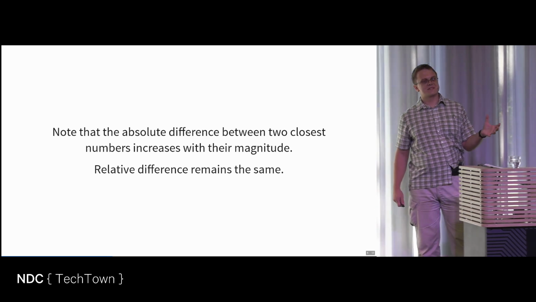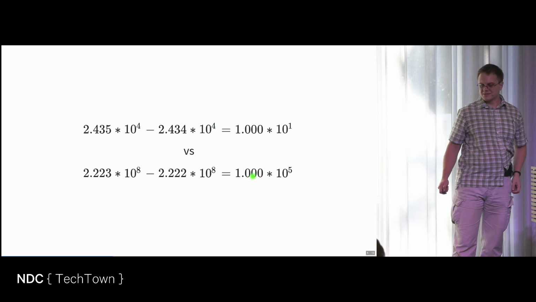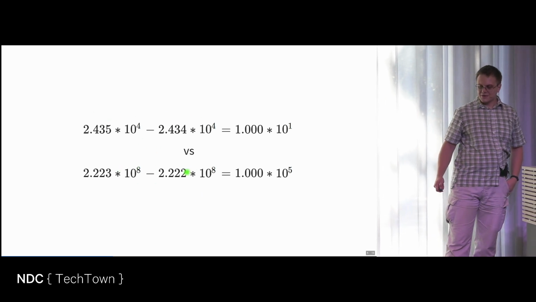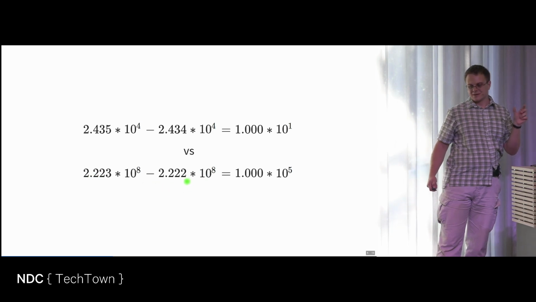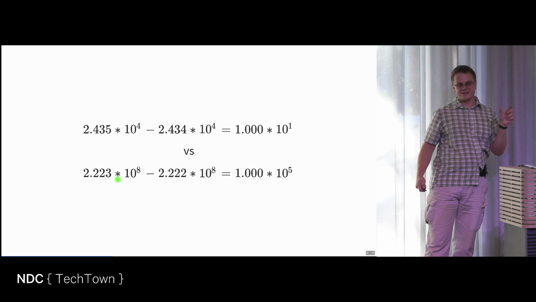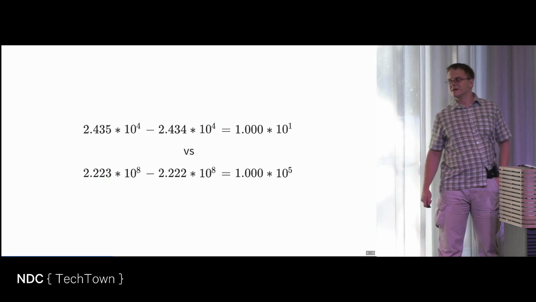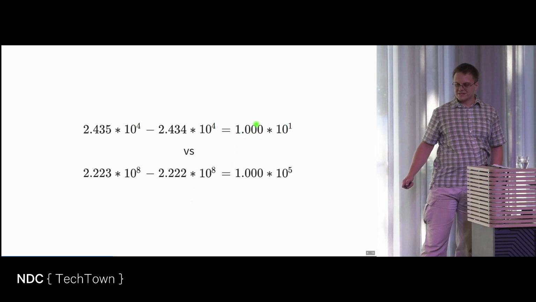But the relative difference is the same. Example to explain this. We have these two pairs of numbers on the top and on the bottom, and they are all as close to each other as they can be. This is just a difference of 1 in the last place that we can represent. And when you take the difference, now in absolute numbers, this is 1.